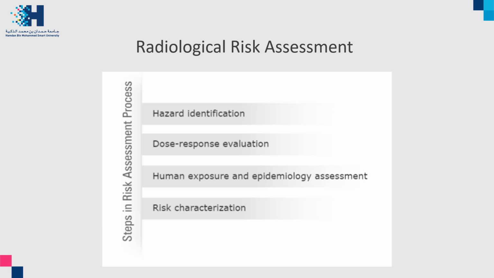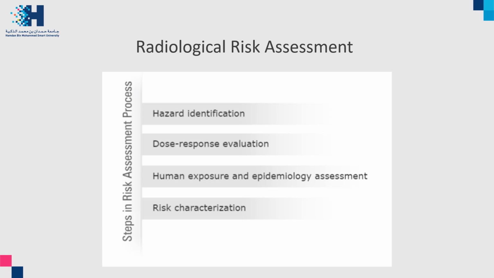The process, or paradigm, of risk assessment as applied to ionizing radiation typically involves the following 4 steps or phases. Hazard identification. This step involves identifying potential sources of exposure to ionizing radiation and the associated health effects. Dose response assessment. The next step involves estimating the relationship between the amount of radiation exposure and the likelihood and severity of health effects. Exposure assessment.